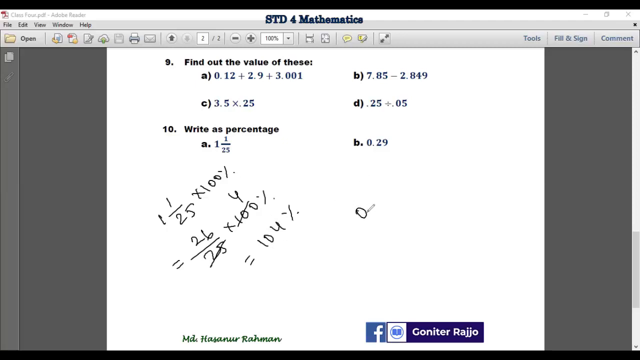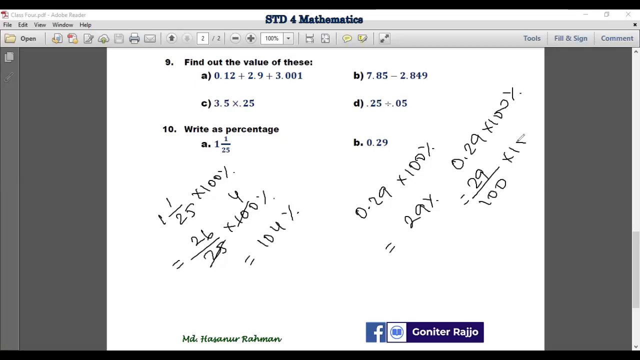And the last one, 0.29 multiplied by 100%. That is a very easy thing. That should be 29%. Or you can write it in this way too. 0.29 multiplied by 100%. 0.29 means 29 divided by 100 multiplied by 100%. 100 and 100 we can cut. So the answer should be 29%. So in this way, we can solve this problem very easily. This is a very important chapter, very important thing. So I think it will help you a lot.